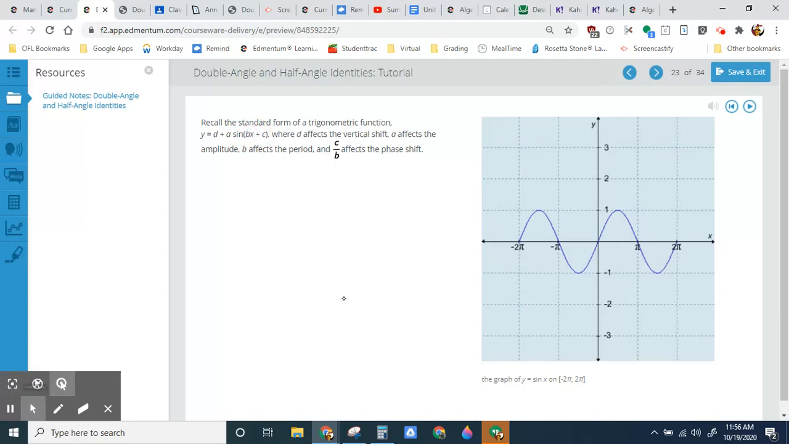Let's say our B was 1, and our C was 3. Well, 3 divided by 1 is just 3. So basically, if you don't have a B, your phase shift is whatever the C is. Does that kind of make sense?